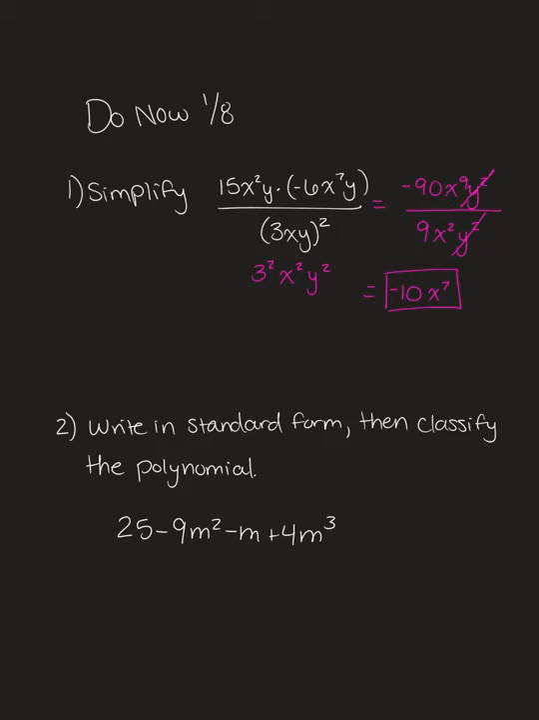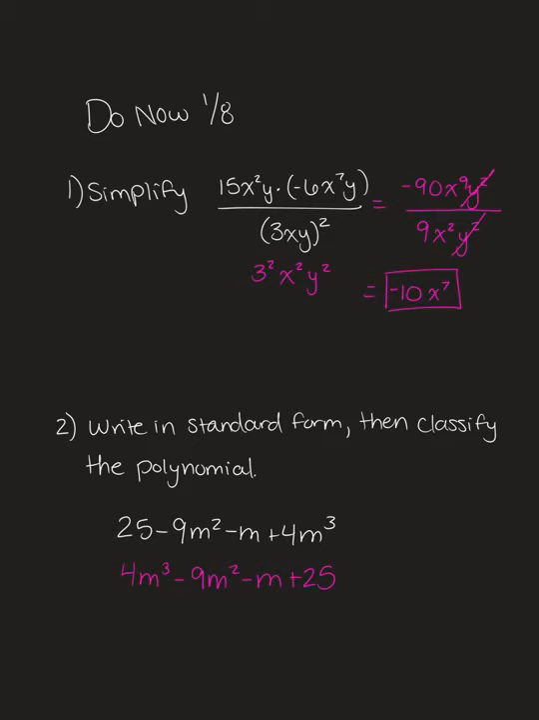The second question asks, write in standard form and then classify the polynomial. So we will write this in standard form, looking at the largest exponent first. So we will have 4m cubed minus 9m squared minus m plus 25. So that's in standard form.